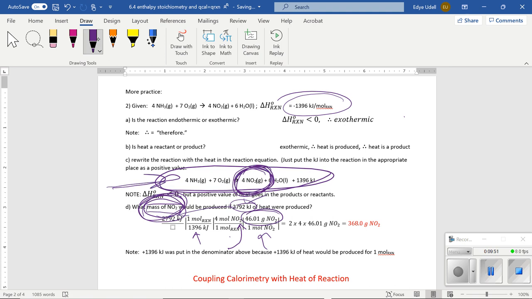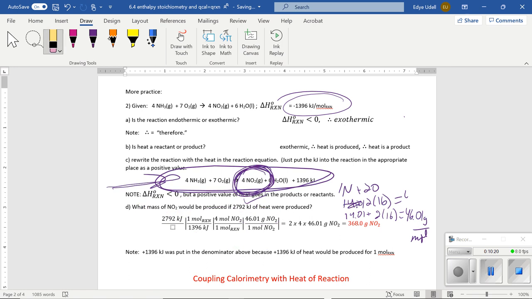Remember to look up those masses on the periodic table. It's 1 N plus 2 O's. That's 14 plus 2 times 16. And it's actually 14.01 plus 2 times 16, which gives us 46.01 grams per mole of NO2. We calculate that out, and I simplified the things here. The kilojoules cancel. The mole reaction cancels. The moles of NO2 cancel. And notice these two numbers can simplify. This is a 1, this is a 2. So now we get 2 times the 4 times the 46.01. We get this. And we have to round that now.